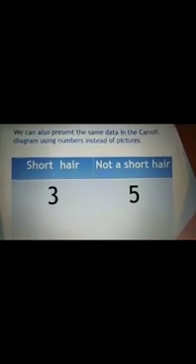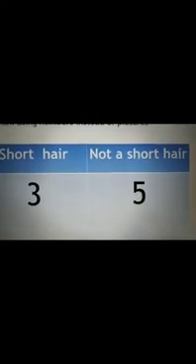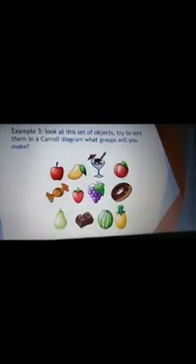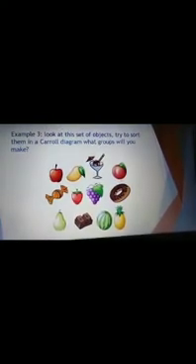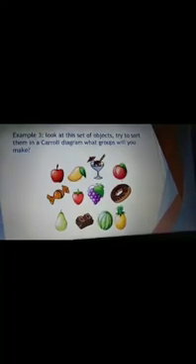As we can see in this one, we can present the same data in the Carroll diagram using numbers instead of pictures. As we said before, 3 girls have short hair, so we write 3. And 5 girls don't have short hair, so we write 5. This time, you have to think in a way that we can use to make a Carroll diagram. Example 3. Look at this set of objects. Try to sort them in a Carroll diagram, and what groups will you make?